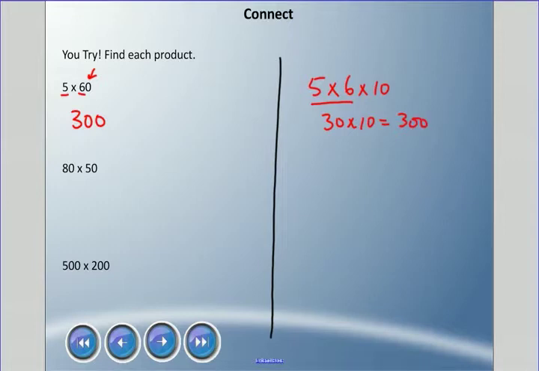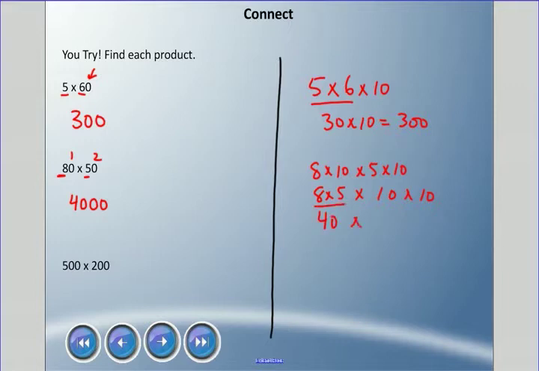Here I have 80 times 50. I'm going to multiply the front two numbers. 8 times 5 is 40. I have 1, 2 zeros. I'm going to tack on the 2 zeros. The answer is 4,000. And I can do 8 times 10 times 5 times 10 if you'd like to do it that way. I'm going to put the 10 times 10 over here. I'm going to do 8 times 5 over here. 40 times 100 equals 4,000.